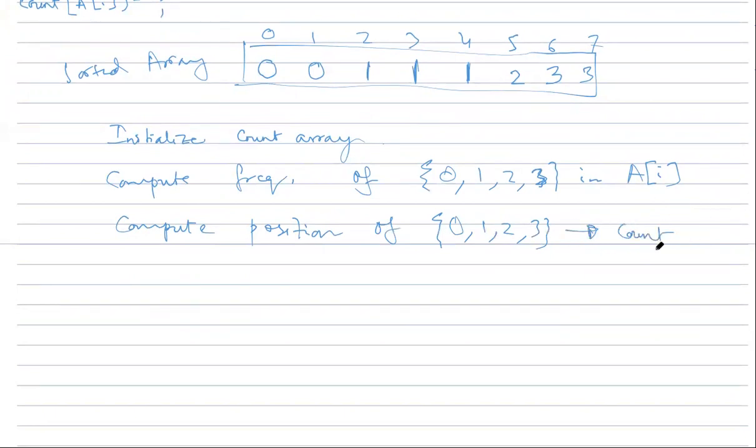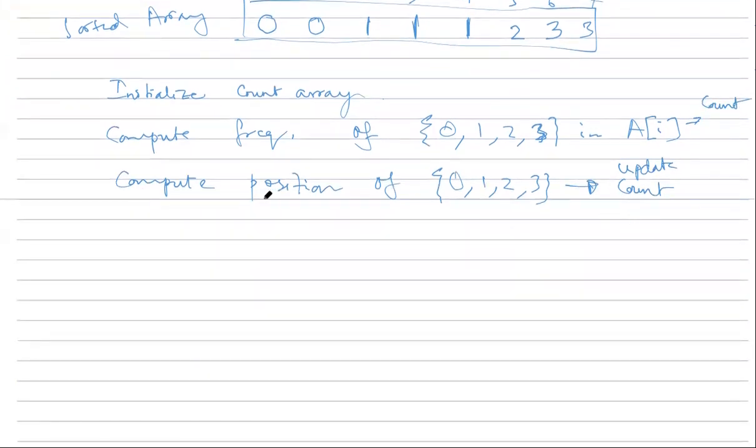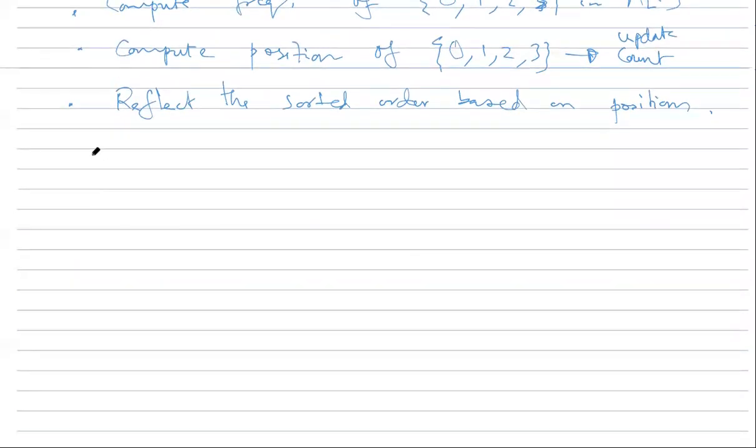Compute the position and store in the count. So this updates the count. So this stores in the count the frequency, and then it updates the count to reflect the positioning. And then the last step is to reflect the sorted order based on positions. So these are the 4 steps. So if you have to write down the algorithm, it would look like this.